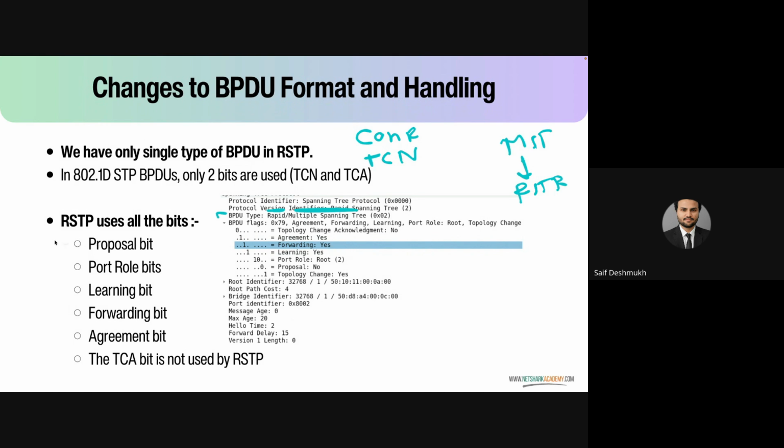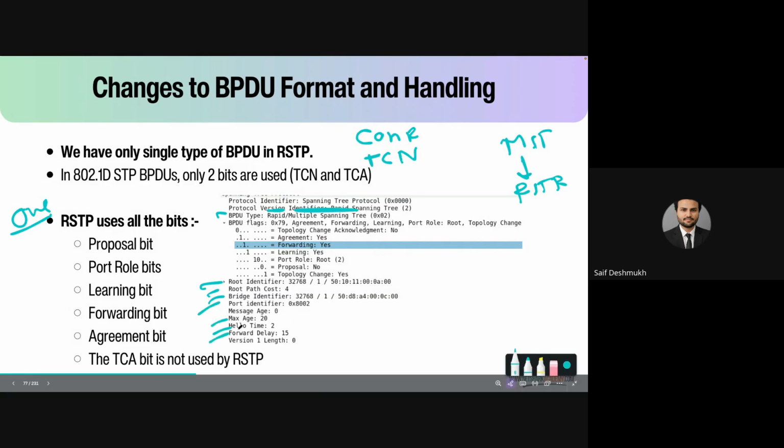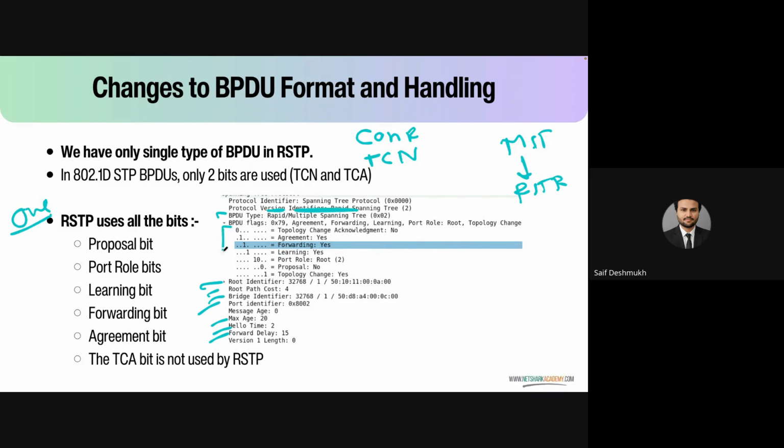Here, instead, we only have one single BPDU. Good thing. Everything is the same: root ID is there, root path cost is there, local bridge ID is there, port ID is there, max age, hello timer, forward delay, all those things are the same. We have increased the number of flags here. In the older spanning tree, we had only 2 flags. Here we have lots of different flags that facilitate our intention.